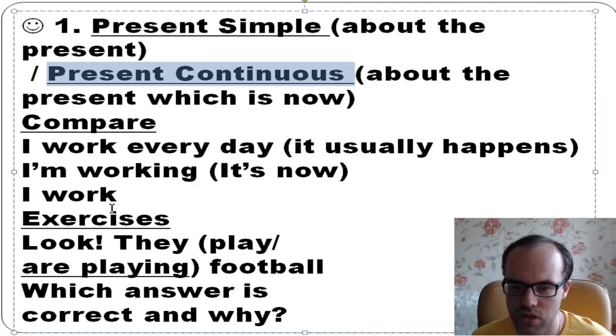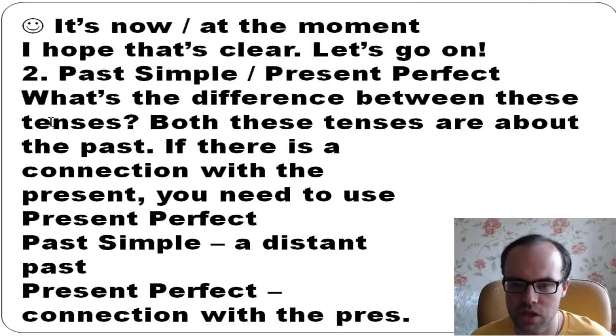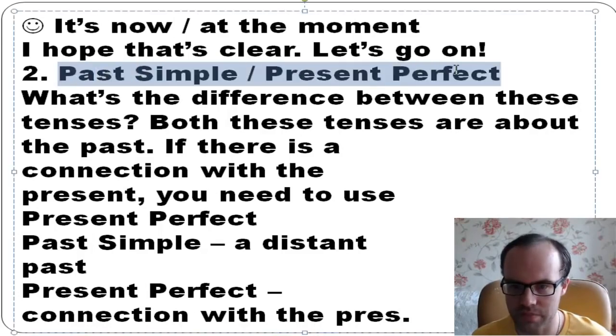Exercises. So look, they play football or they are playing football. Which answer is correct and why? So it's are playing because it's happening now. It's happening at the moment. So I hope that's clear. Let's go on. Let's talk about past simple and present perfect.